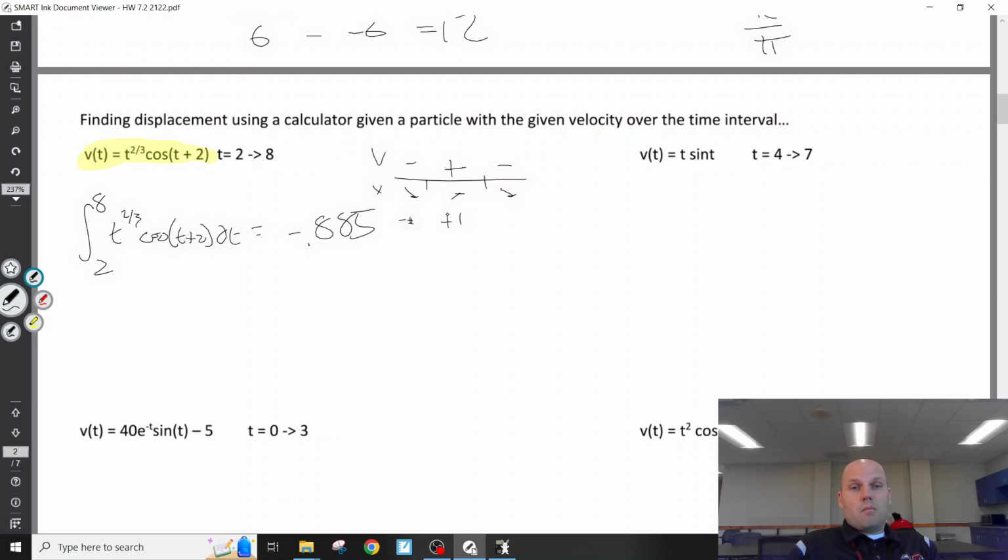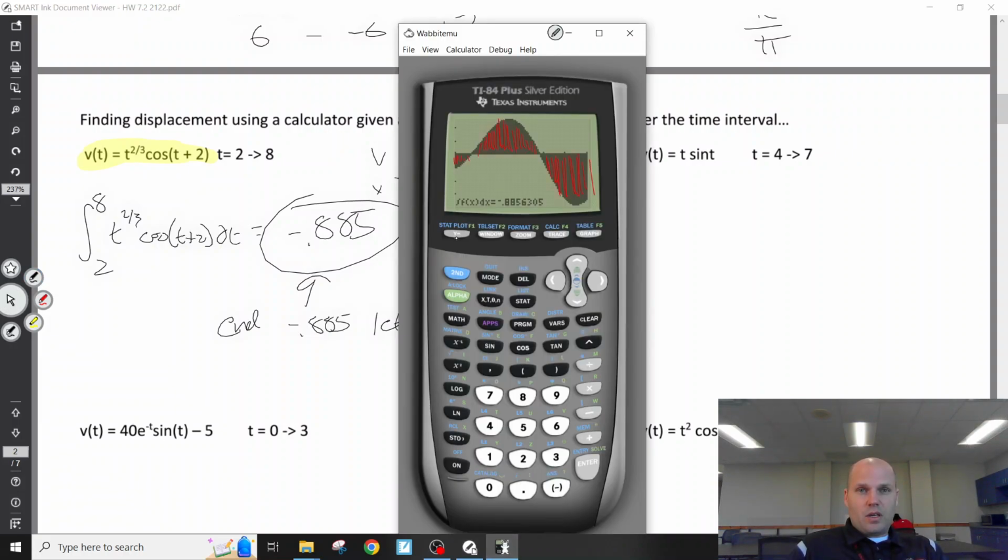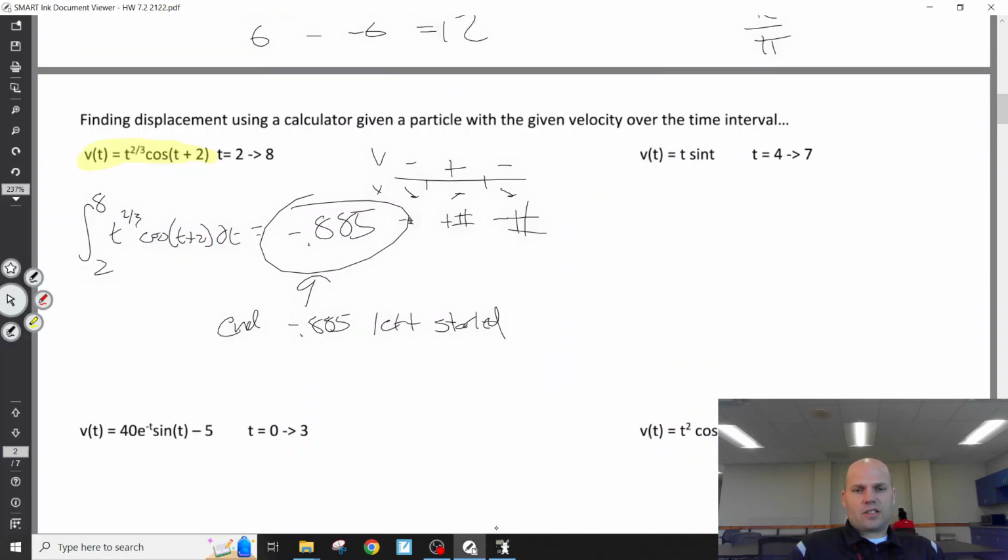We go to the right more, but then we go to the left more, so I end up negative 0.885 to the left of where I started. Okay? If you wanted to, and what we will be doing is finding these locations where we change signs. I'm graphing y equals 0 so I can find the 0 quickly. Second calc intersect. We'll be doing this a lot next class.